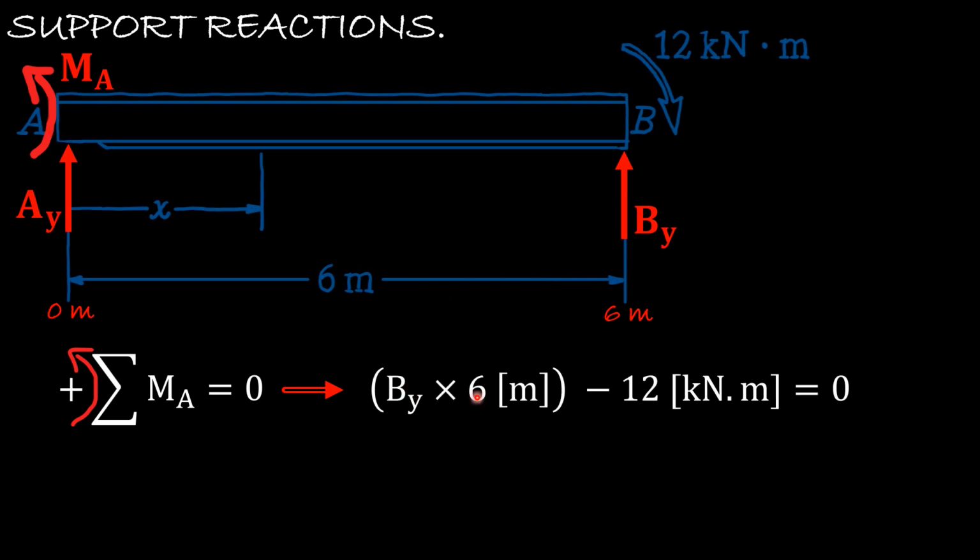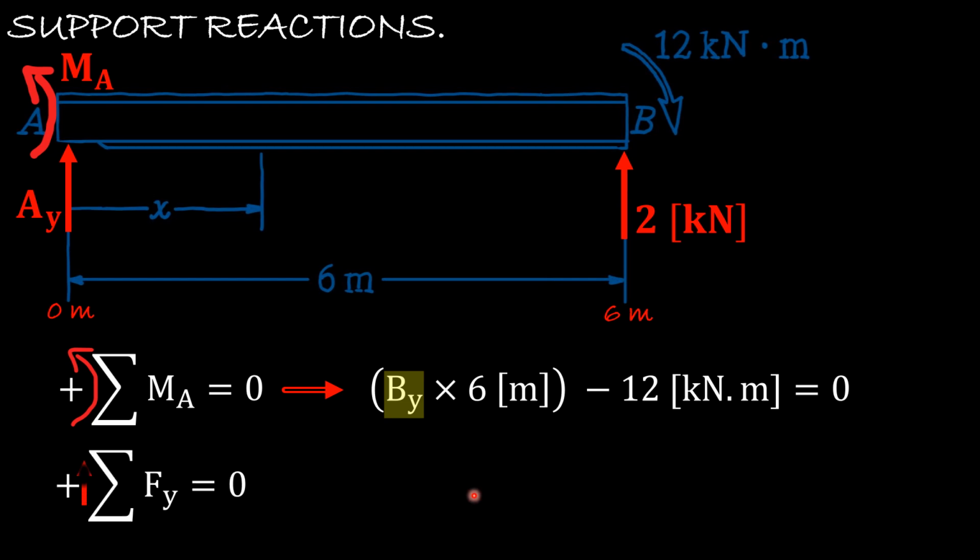So here, By times 6 minus 12. Here we want to solve for By. So 12 will go to the other side of the equation, and it will be 12 divided by 6, which gives you 2. So this will be 2 kilonewton.